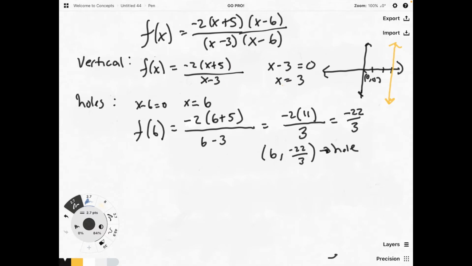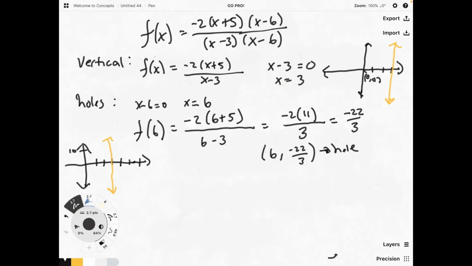If we want to graph to see what that looks like, then we'll draw another graph here. And we will go 1, 2, 3, 4, 5, 6. We have our vertical asymptote at 3. And then at the point 6, negative 22 over 3. So we'll just call this point 10 here.